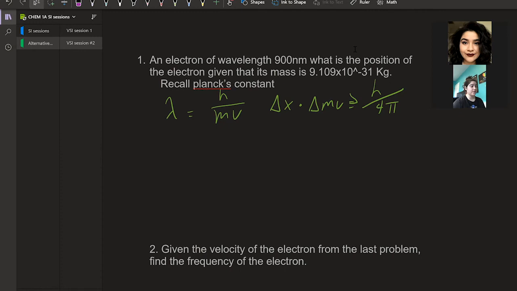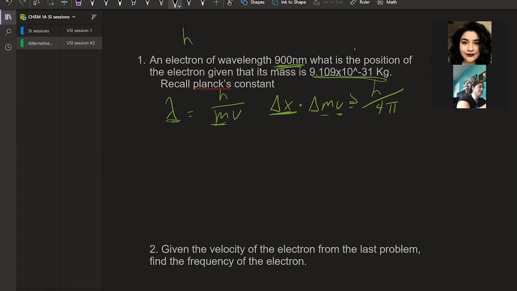This is more than one equation. I'm looking for the position, I'm looking for delta x. All I'm given is the nanometers, the wavelength, and the mass. Thankfully, I have an equation that has both the wavelength and the mass, and another equation that has mass, velocity, and position. The only thing I don't have as of now is velocity. Luckily, this equation only has lambda, mass, and Planck's constant, which we already know.